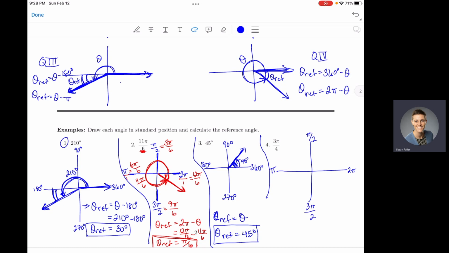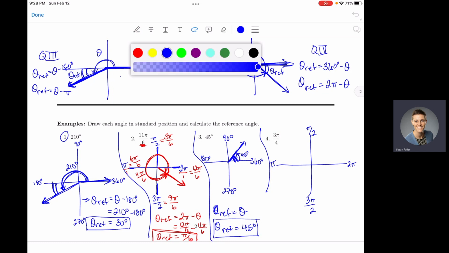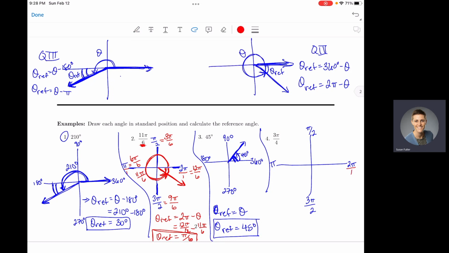To figure out where 3 pi over 4 lives, I'm going to want to turn all of these into equivalent fractions with a denominator of 4, so that I can compare this to everything that I have here and it'll make more sense. We'll see where 3 pi over 4 lives. So let's start at the top. Pi over 2. To get a denominator of 4, I'm going to multiply top and bottom by 2. Over here on the left, I'm going to multiply top and bottom by 4.